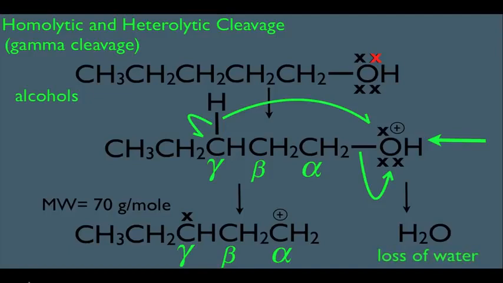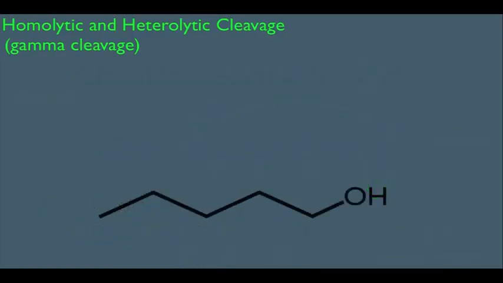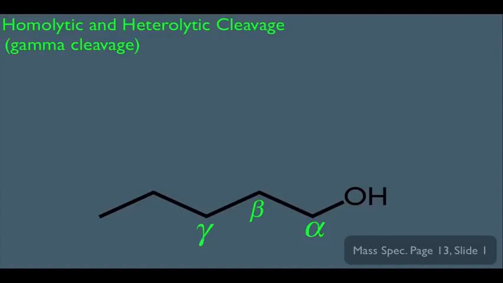Now, just in case you might be wondering, why the gamma carbon? Why not the beta, or why not the one after it? Well, let me just briefly explain why that's the case here. Let's say you have this alcohol. Remember, this would be the alpha carbon, that would be the beta, and this would be the gamma. Remember, this is just a representation of this alcohol.